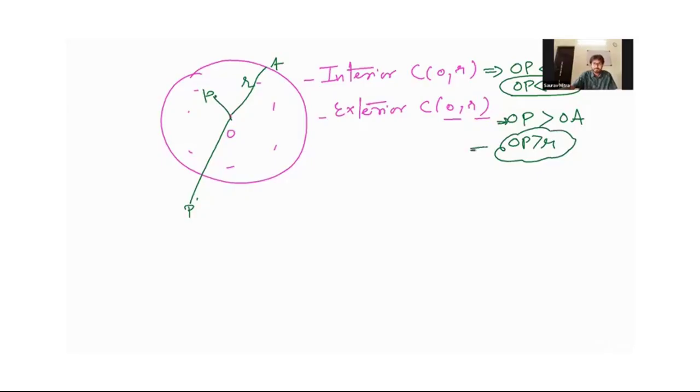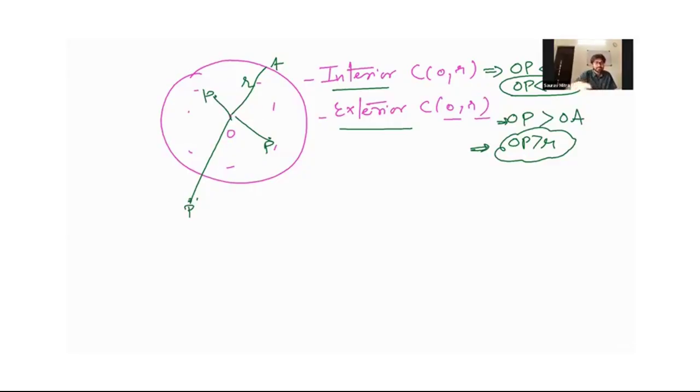By this property, we can know how a point can be inside and how it can be outside. If the length of OP is less than r, that means the point is inside the circle. But if its length exceeds the radius, then that point will be lying outside the circle. So that will be called the interior point and the exterior point.